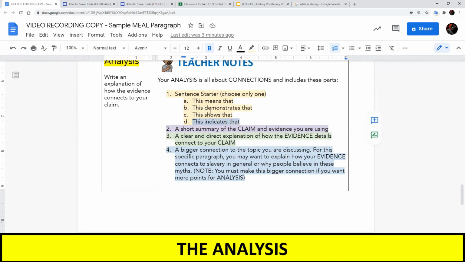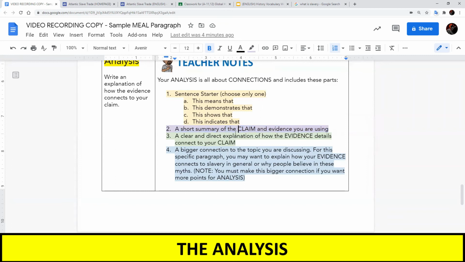After the sentence starter, you're going to write a short summary of the claim and evidence you're using. All right, so I know that before you even write the analysis, you've already written a claim, you've already written the evidence, but what you want to do is right after the sentence starter, summarize what the claim is about and what the evidence you're using is about as well. Okay.